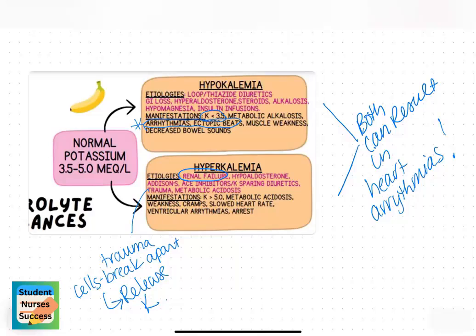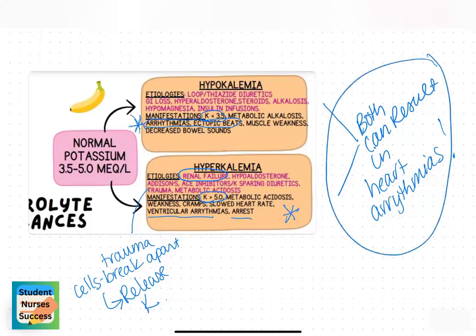Manifestations of hyperkalemia include a potassium of greater than 5.0, metabolic acidosis, weakness, cramps, slowed heart rate. So again, you see these arrhythmias, ventricular arrhythmias, and cardiac arrest. In both cases, we have these arrhythmias. And so it's extremely important that when you have hypo or hyperkalemia, that your patient is monitored and put on cardiac monitoring so that you can monitor their EKG heart rhythms. Again, normal potassium is 3.5 to 5.